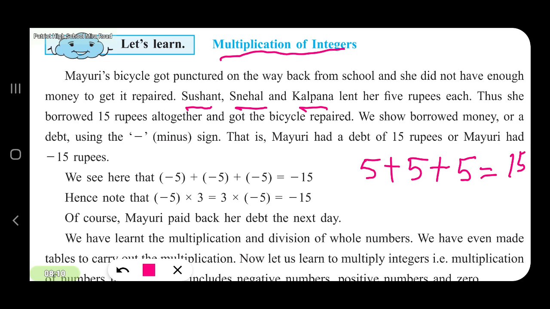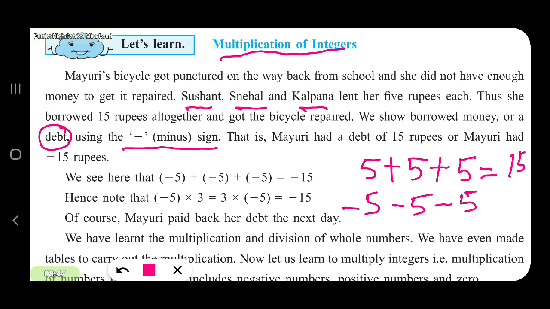Now that is one way, this is the collection. But since Mayuri received the amount, the amount will be minus 5 from Sushant, minus 5 from Snehal, and minus 5 from Kalpana. Why do we give the minus sign over here? Because she is receiving the money which she has to repay. So the borrowed money we always call debt. We use the word debt, and we use the minus sign for it.